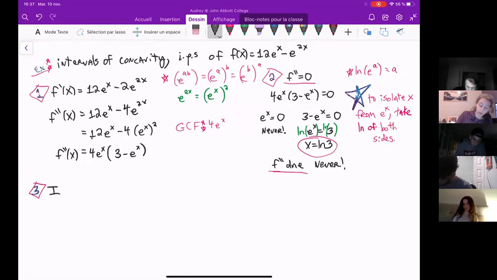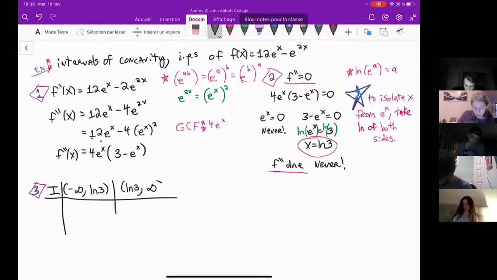Okay, so on my intervals here, my first interval will be negative infinity to ln 3, and my second interval will be ln 3 to infinity. And then I want to pick a test value on each of those intervals.